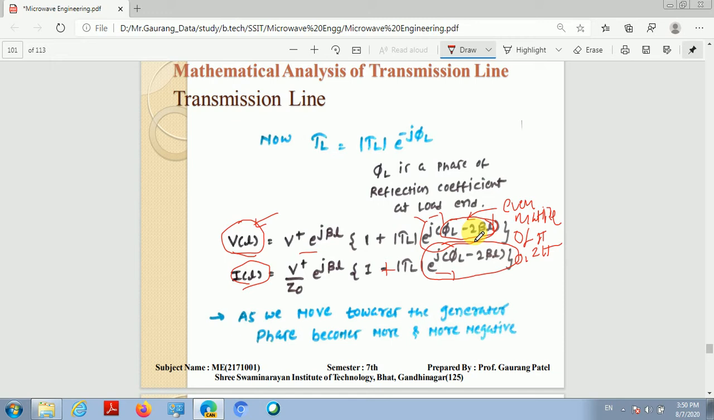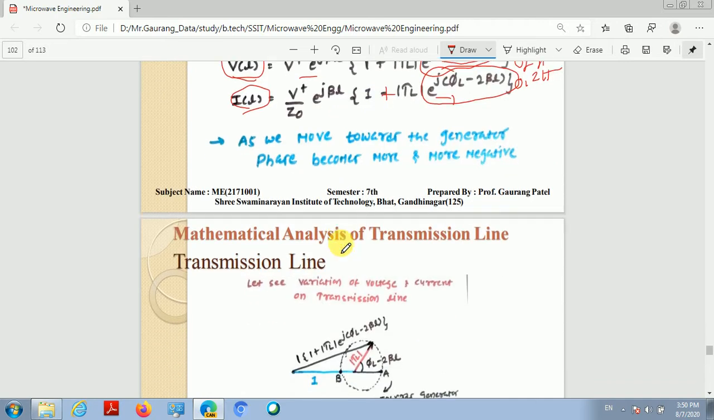So ultimately we can say that on the transmission line, the current maximum and voltage maximum do not occur at the same place. They are staggered in space. It means that if the voltage is maximum, the current is minimum. If the current is maximum, the voltage is minimum.